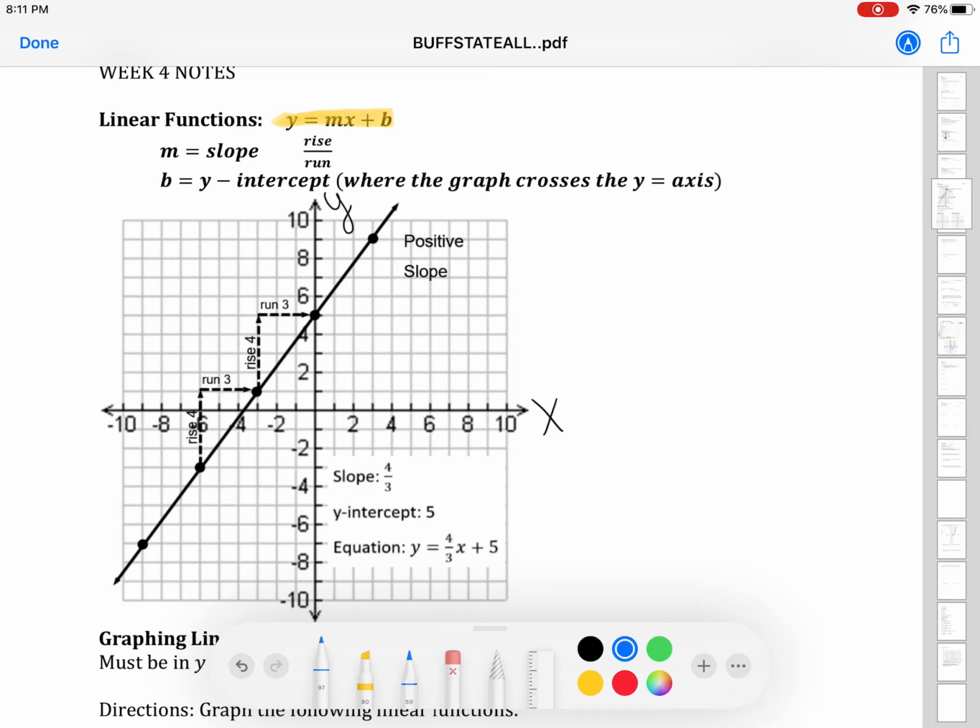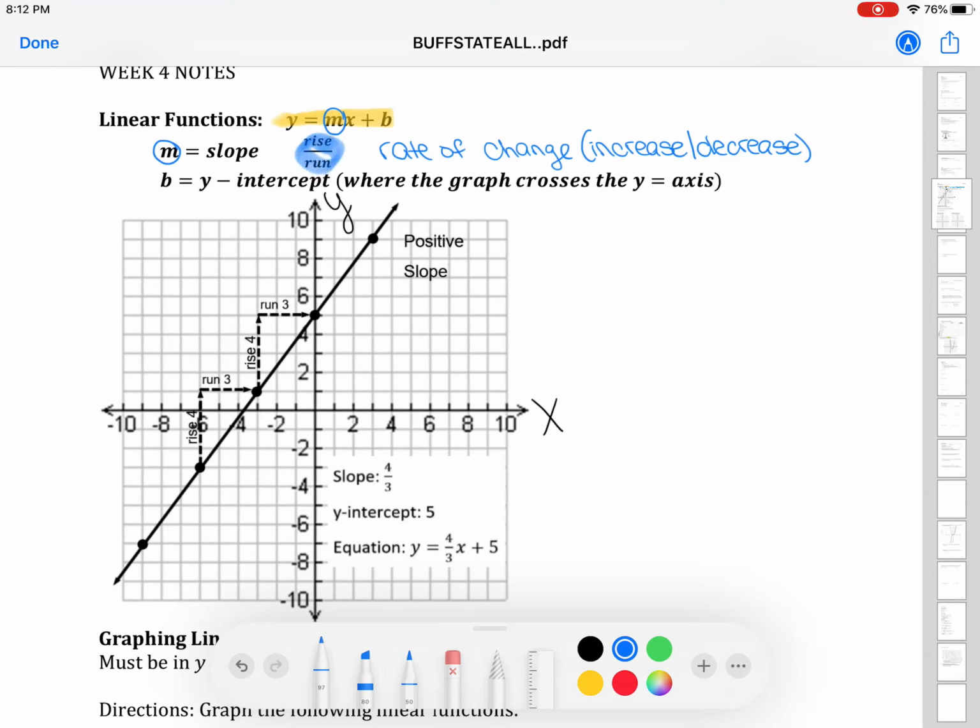Okay, the other two letters in that format are M and B. Let's start with M. M is right here and it's representing your slope. So slope is also known as your rate of change, or in other words, the increase rate or the decrease rate, whether your line is going up or down. So it's really just your rate of increase or decrease. Okay, that's your slope.